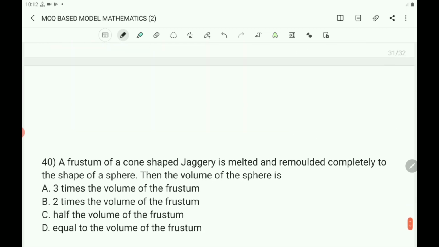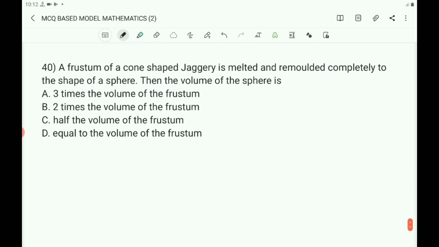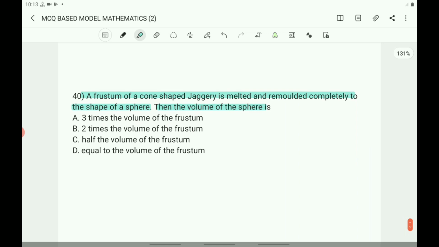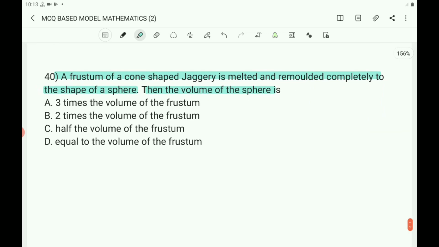Next, the last question, question number 40. What is that question? A frustum of a cone-shaped jaggery is melted and remolded completely to the shape of a sphere. Then the volume of the sphere. Here you know that if one object is melted to form the other object, the volume will not change. Volume remains same. The jaggery was in the shape of a frustum. And after melting, what is the shape it got? It got sphere shape. So the volume will not change.